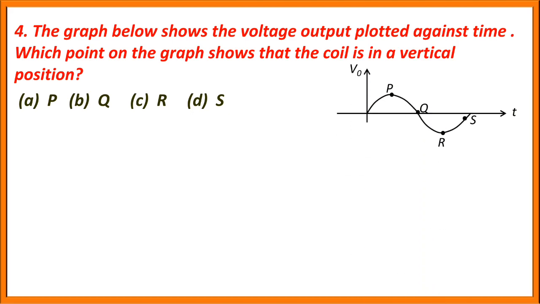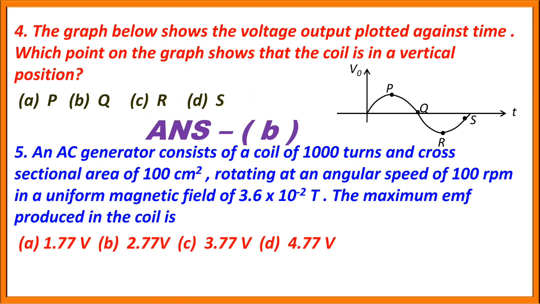Now the fourth question, the graph below shows the voltage output plotted against time. Which point on the graph shows that the coil is in vertical position? Your correct answer here is option B, that is Q.